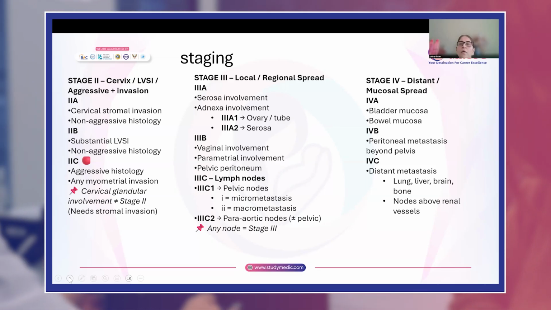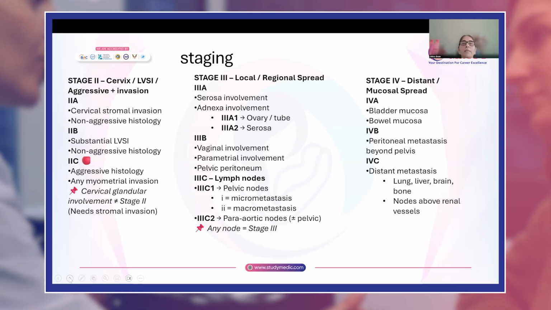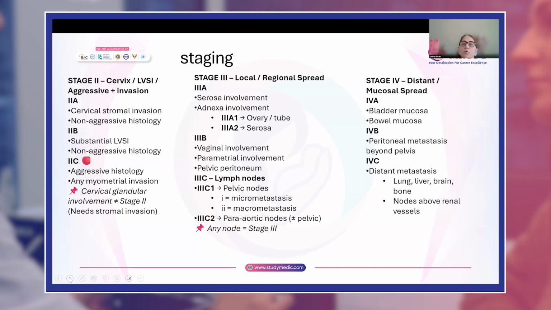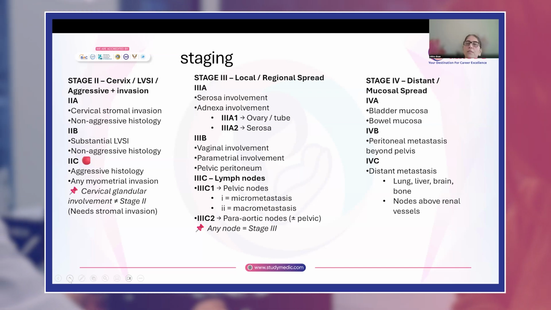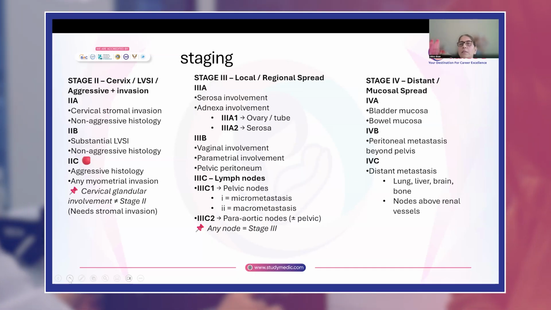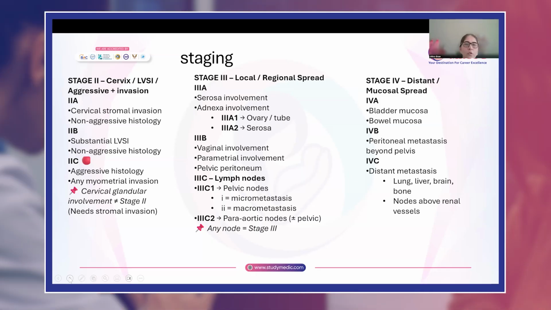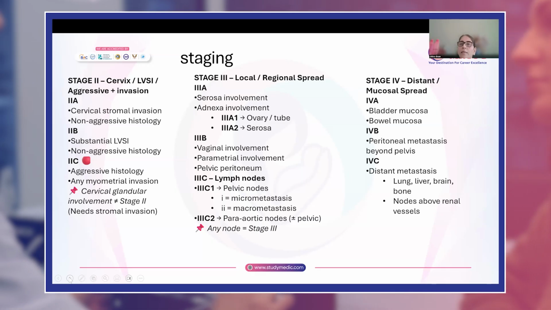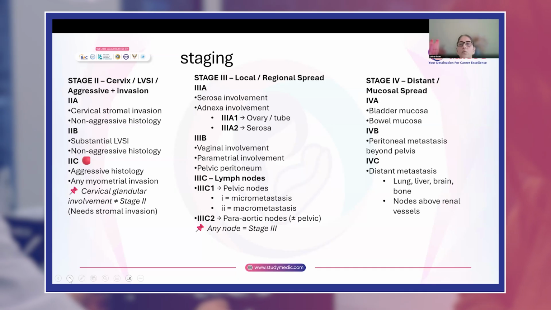Okay. What is stage 3? Any local or regional spread. So whenever serosa gets involved or there is adnexal involvement, so ovary, tube is stage 3A1, serosa is stage 3A2. 3B, surrounding structures. So vaginal involvement, parametrial involvement or pelvic peritoneum. And when the nodes get involved, it is stage 3C. So C1 is when pelvic nodes are involved, C2 whenever para-aortic nodes are involved.